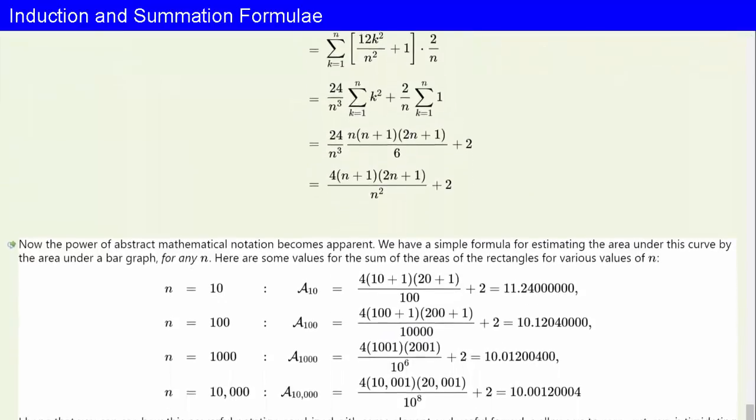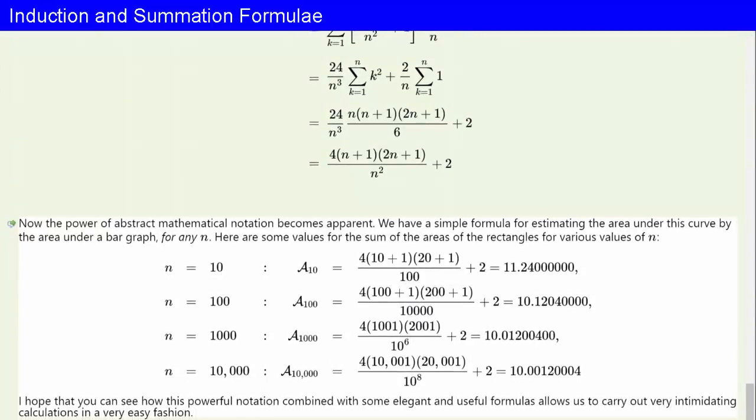Now the power of abstract mathematical notation becomes apparent. We have a simple formula for estimating the area under this curve by the area under a bar graph for any n. I can just as easily use 10,000 rectangles as 10. In fact, here are some values for the sum of the areas of the rectangles for various values of n. For n equal to 10, A_10 turns out to be 11.24.